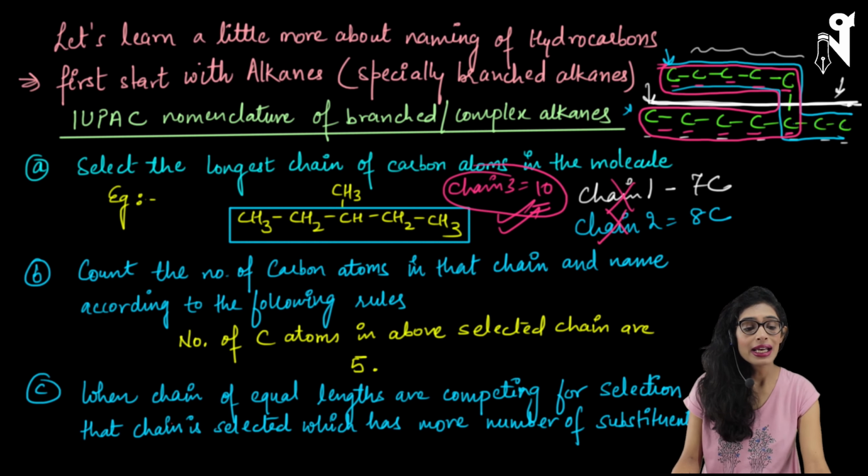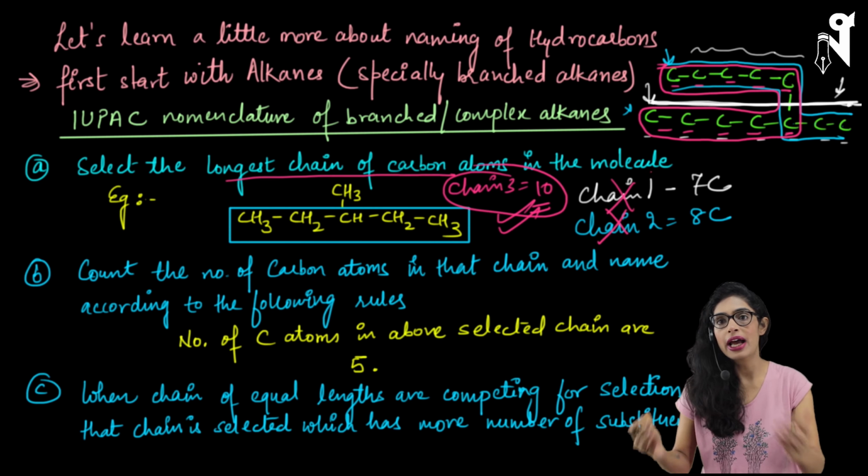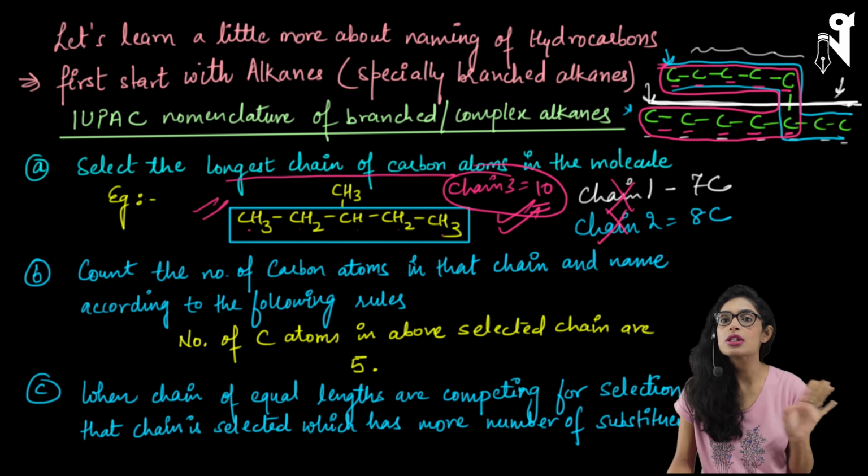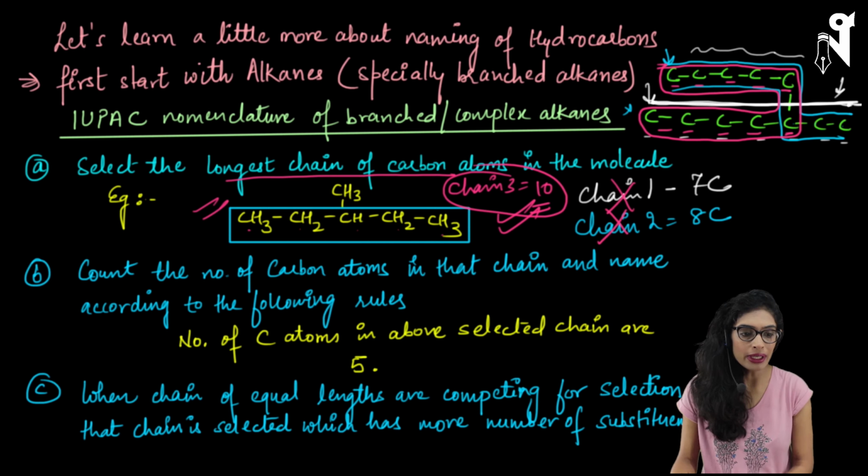So what is the first rule? Select the longest chain of carbon atoms in the molecule. How will you do it? I have just now demonstrated it. So I have given this compound CH3, CH2, CH, CH2, CH3, and this blue marked chain is the longest possible chain for this compound. And how many carbons are there in this longest chain? That we have to count in the next rule. So let's look at the next rule.